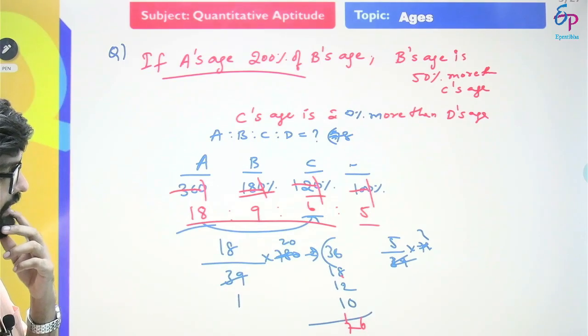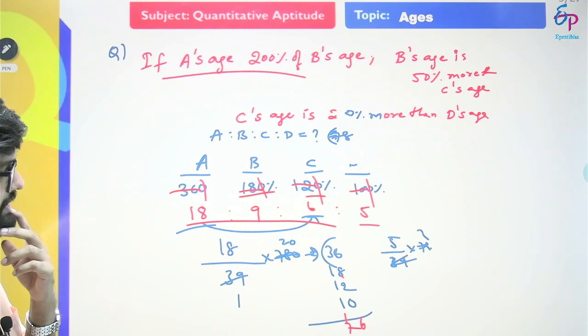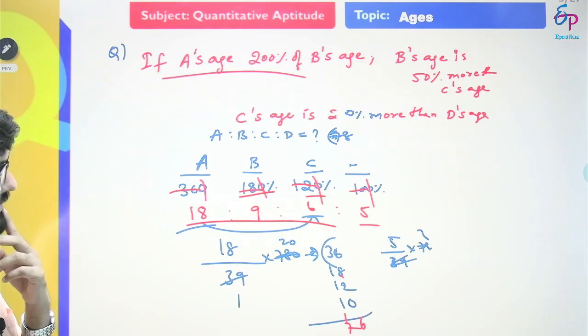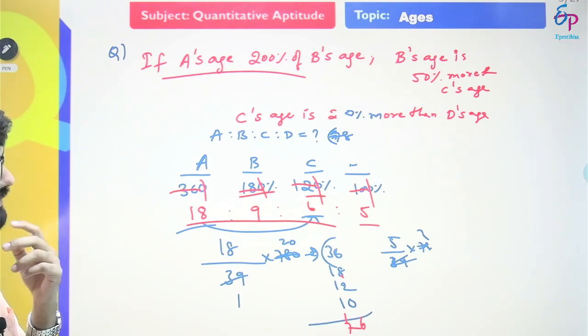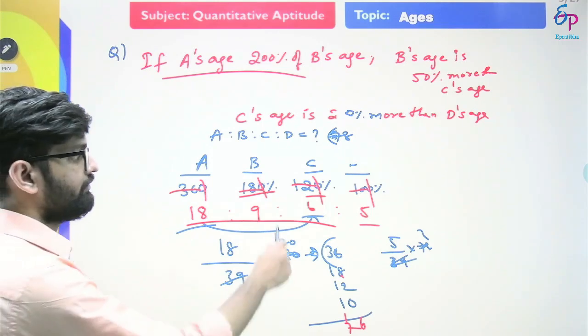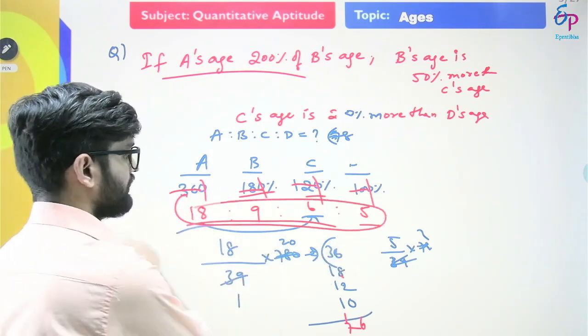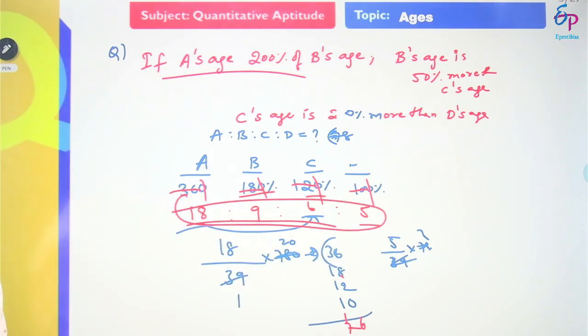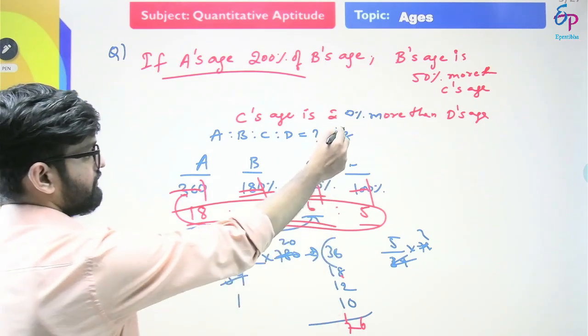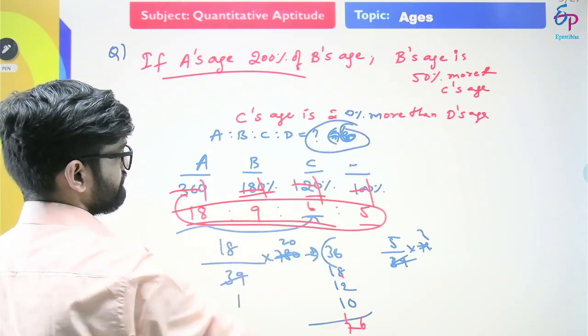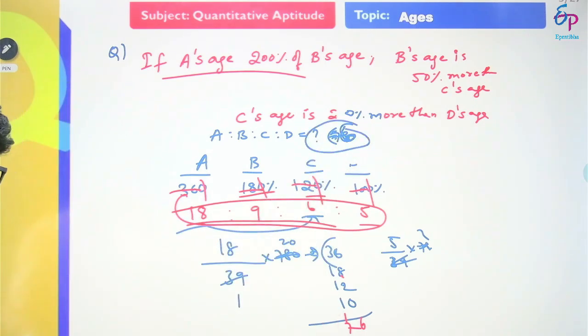Somewhere I have done wrong. Okay, leave it. What is the ratio? It is 18:9:6:5. 18 plus 9 is 27, 27 plus 6 is 33, 33 plus 5 is 38 only. 38 means 76. Sorry, 76. If you take 76, you will get the answer.